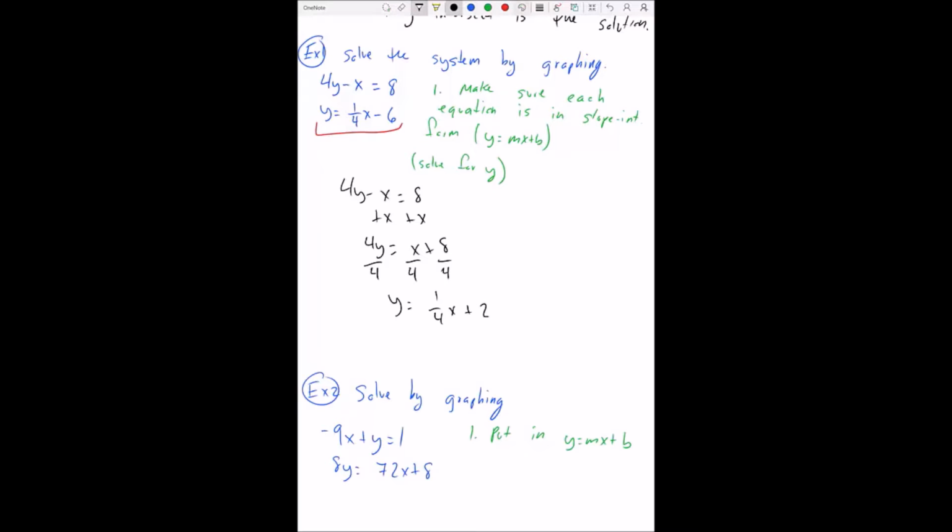Wait a minute, though. We notice something about the slopes. We have 1/4 x, and we have 1/4 x. They both have the same slope. So since we are working with the same slope, it's no solution. Since we have 1/4 x and 1/4 x, it doesn't matter what comes after that. If the slope is the same, which is the number with the x, then you have no solution. They're never going to intersect. They're parallel lines. All right, let's move on to example 2.